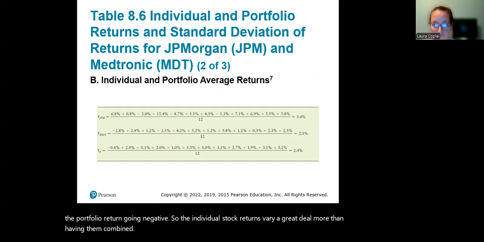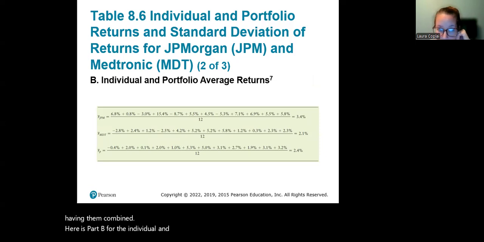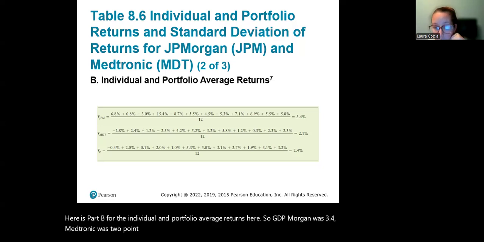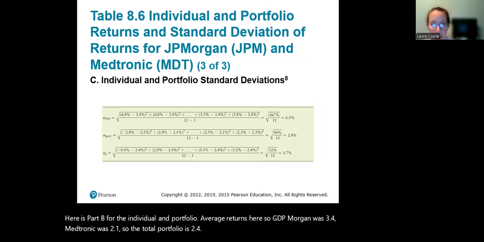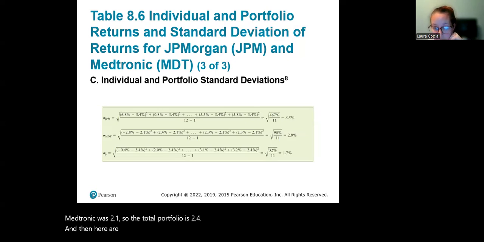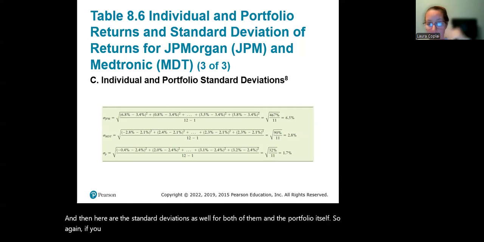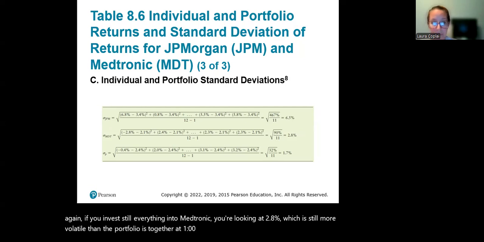So the individual stock returns vary a great deal more than the combined portfolio. Here is part B for the individual and portfolio average returns. JP Morgan was 3.4, Medtronic was 2.1, so the total portfolio is 2.4. And here are the standard deviations for both of them and the portfolio itself. So again, if you invest everything into Medtronic, you're looking at 2.8%, which is still more volatile than the portfolio together at 1.7%.